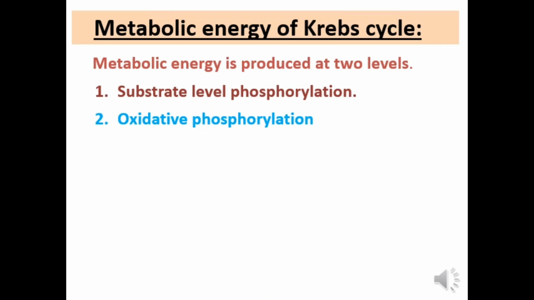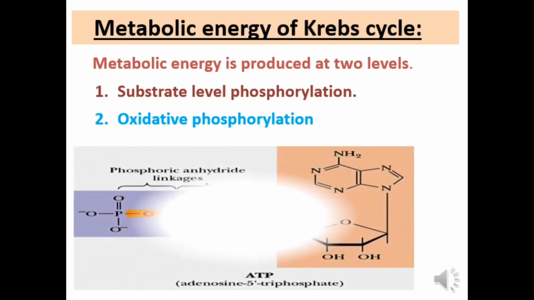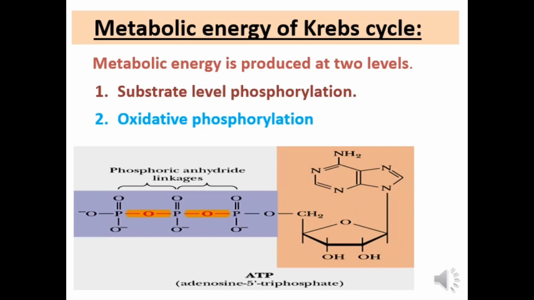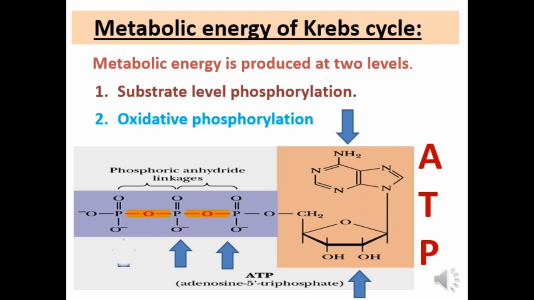This figure shows the structure of ATP. As we know, ATP are referred to adenosine triphosphate. It consists of adenine base and ribose sugar. Both form adenosine. When this adenosine combine with one phosphate group, it's known as adenosine monophosphate. When it combines with two phosphate group, it's known as adenosine diphosphate. When it combines with three phosphate group, it's known as adenosine triphosphate, and this is the currency of energy.